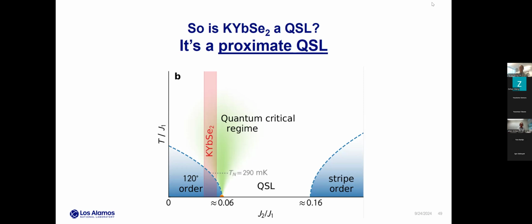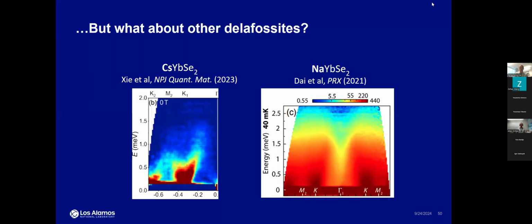Okay, so much for this compound. We've studied it very closely, but what about other delafossites? There's other variants of this material out there. Do any of these come closer to the quantum spin liquid? Well, in this case, we can do some slight modifications looking only at what happens when we swap out the A site element. Cesium ytterbium selenium-2 has been studied, and so has sodium ytterbium selenium-2.